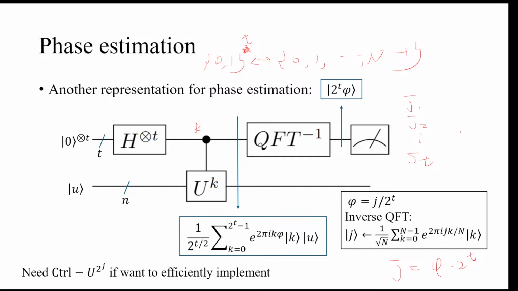Let's also put that here: n equal to 2 to the t, and phi is j divided by 2 to the t, so j divided by 2 to the t equals j divided by n. You just look at this thing and this thing, and you see that they are exactly equal. So you have k phi equal to kj divided by n, and jk divided by n equal to kj divided by n. So when you do the inverse, you get j, where phi is j divided by 2 to the t.